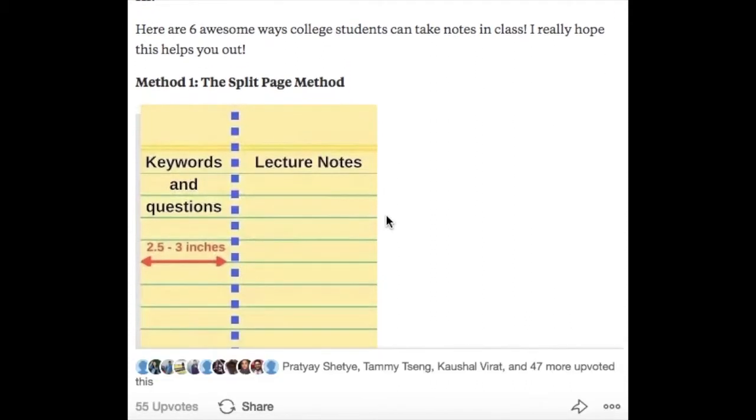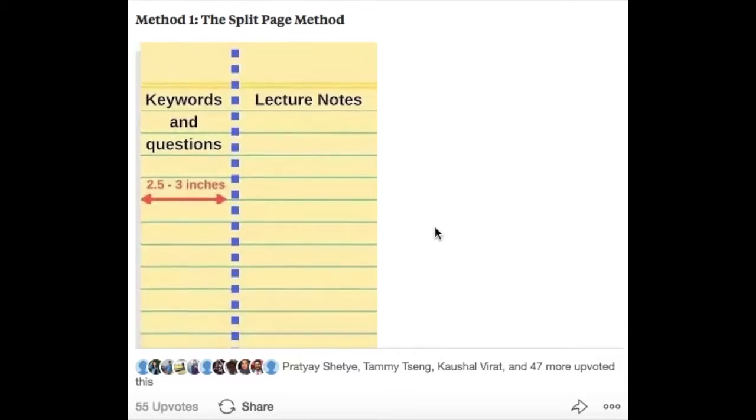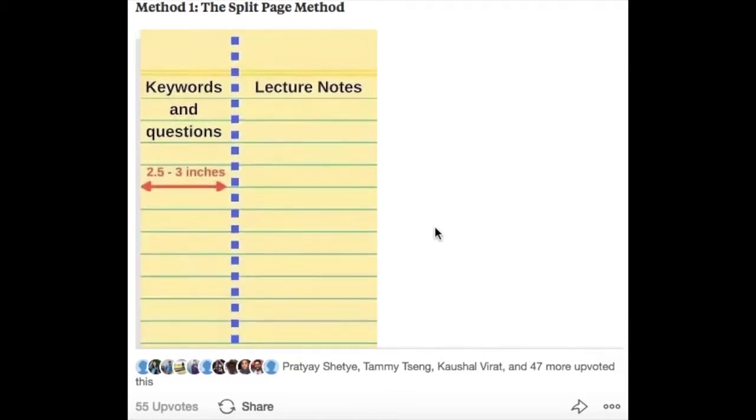The original question is, what's the best way for college students to take notes in class? So I'm going to cover these 6 methods right now, starting with the split page method as you see on the screen. The split page method is very simple.